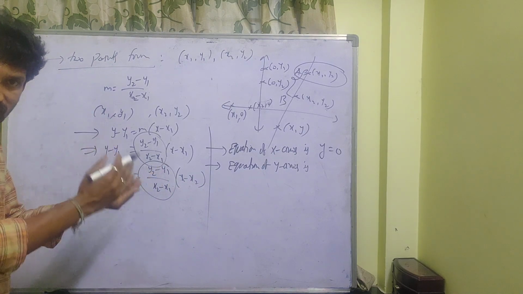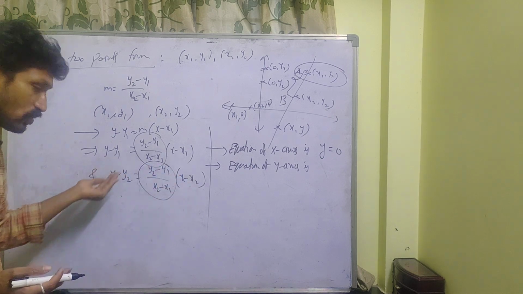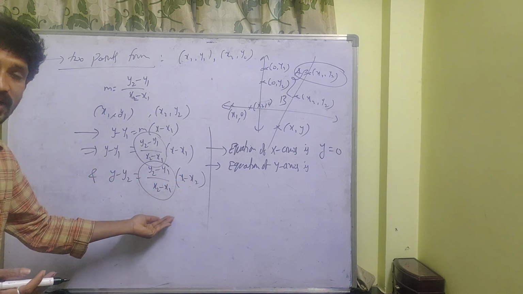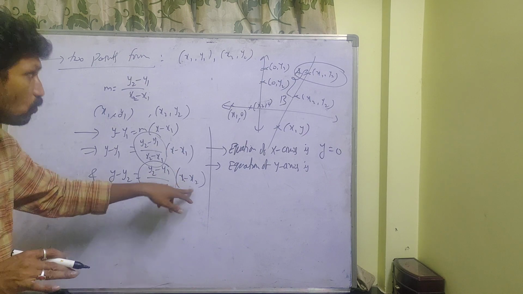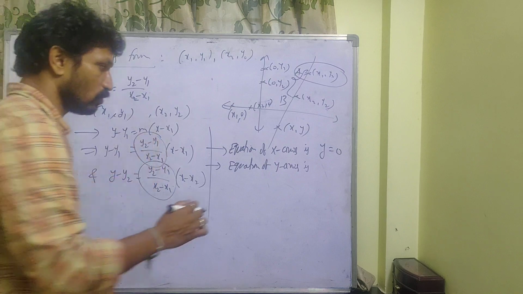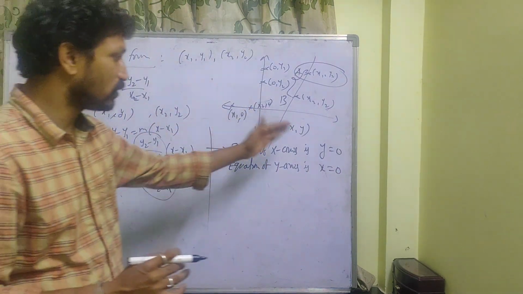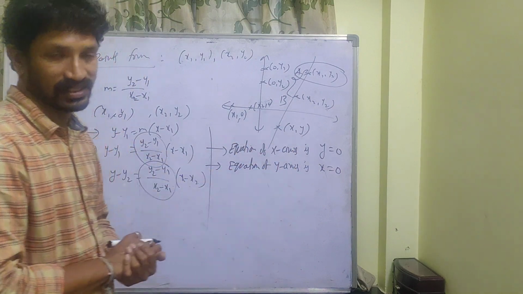So (y2 minus y1) is the factor here. Transfer that to the other side; 0 by anything is 0. So x minus x2 is equal to 0. Simplify, you get x is equal to x2. Here x2 is also 0, x1 and x2 both are zeros. So what you have? x is equal to 0. So the equation of the x-axis is y is equal to 0, and the equation of the y-axis is x is equal to 0.